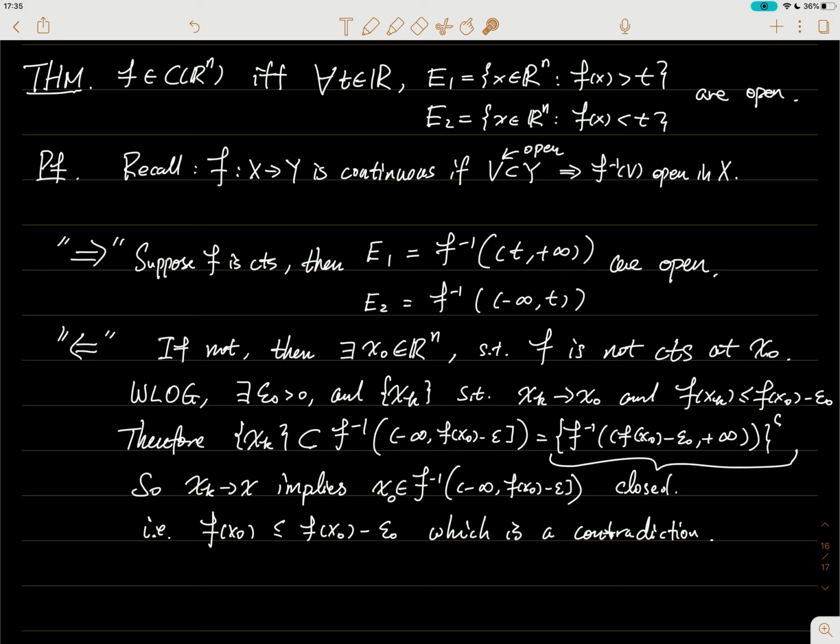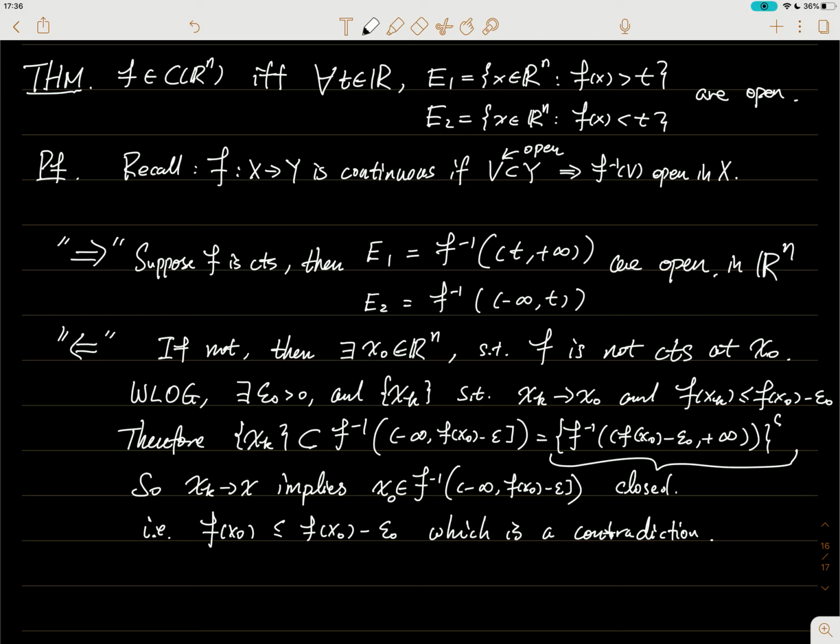So the pre-image of this should be an open set in Rn. So E1 will be an open set in Rn, and also because this is an open interval in R, the inverse image E2 is an open set in Rn. So they're both open in Rn. Okay, so this direction is really trivial to show, basically just using the definition for continuous functions.